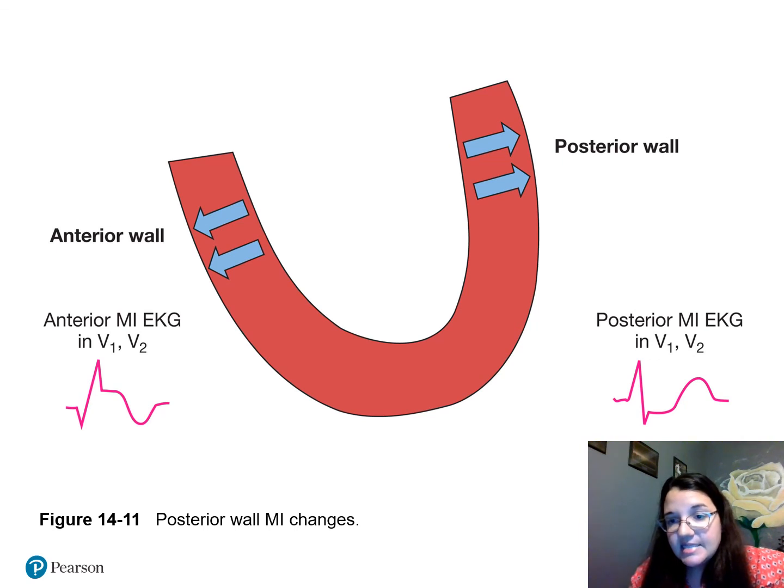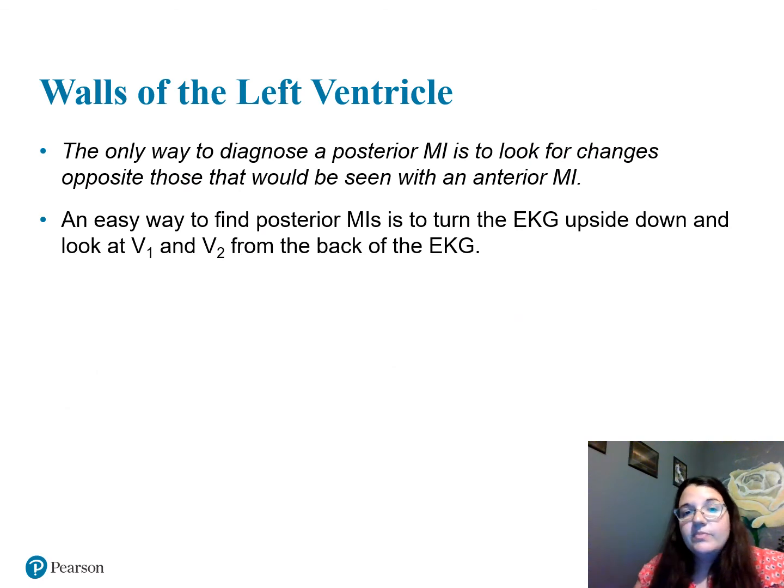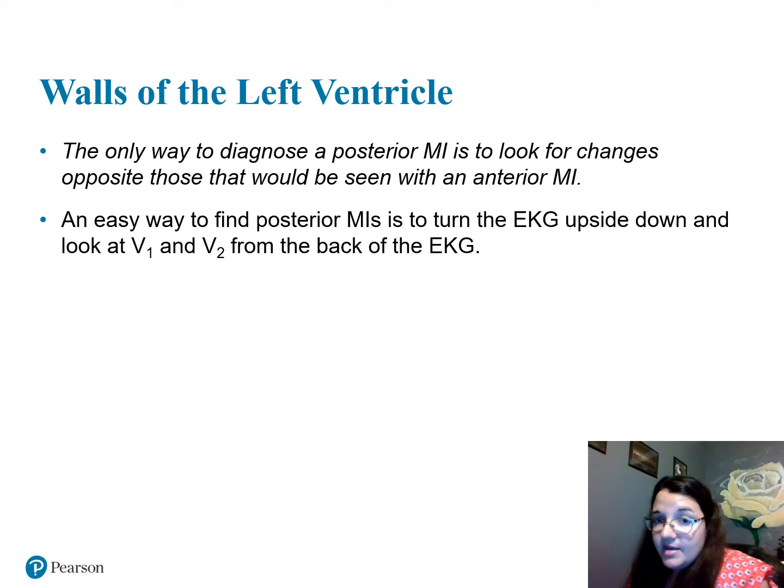So how do we tell if we are having a heart attack? My ST is either going to be elevated or depressed. If I am elevated, remember I can have concave or convex segments. The only way to diagnose a posterior MI is to look at changes opposite those that would be seen with an anterior MI. An easy way to find a posterior MI is to turn your EKG upside down and look at the V1 and V2 from the back of the EKG.